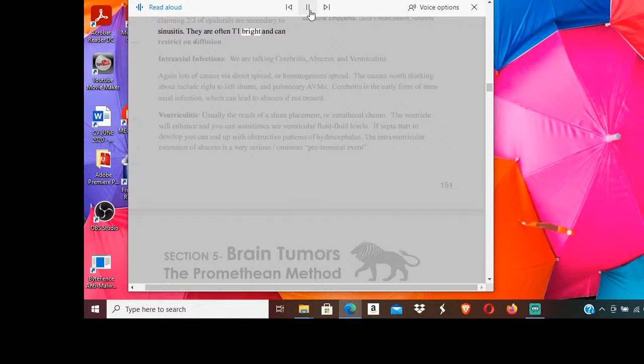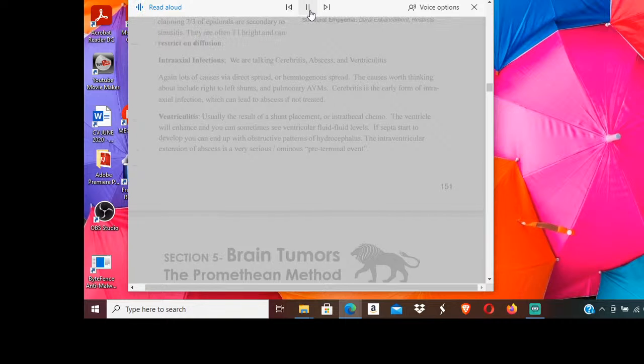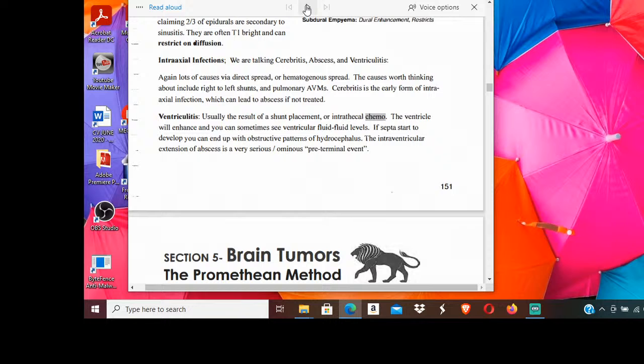They are often T1 bright and can restrict on diffusion. Subdural empyema, dural enhancement, restricts. Intraaxial infections, we are talking cerebritis, abscess, and ventriculitis. Again, lots of causes via direct spread or hematogenous spread. The causes worth thinking about include right to left shunts and pulmonary AVMs. Cerebritis is the early form of intraaxial infection, which can lead to abscess if not treated. Ventriculitis, usually the result of a shunt placement or intrathecal chemo.